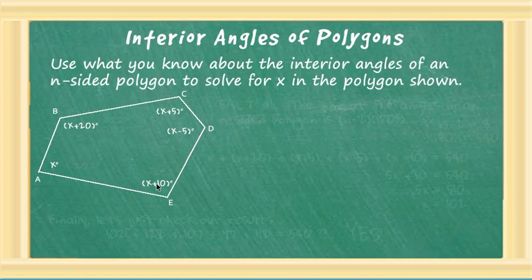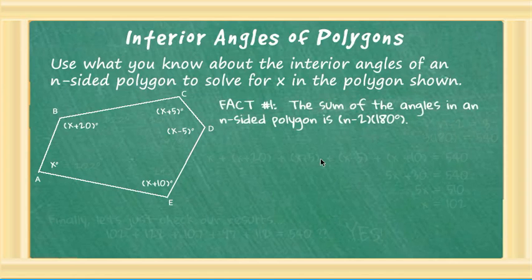Each angle is shown as something to do with x. This one is x, this one is 20 more than x, etc. So the question is we have to determine what x is, and we're going to need all 5 of these to figure that out. But here's what we need to know, the facts that are going to pertain here.